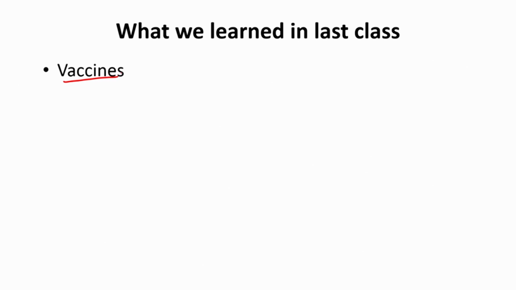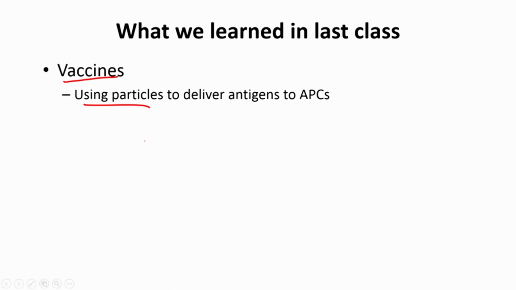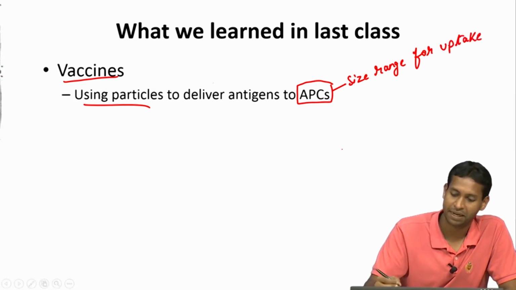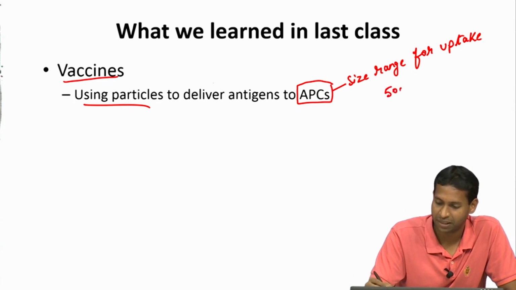We had discussed different types of vaccines based on timing and content. And then in the last class we looked at why we need to use particles as controlled and sustained delivery to deliver antigens to APC. The major reason is, first of all, it enhances the delivery of your antigens to the APC. The size range for uptake is much better when they are between, let us say, 50 nanometer to 5 micron.